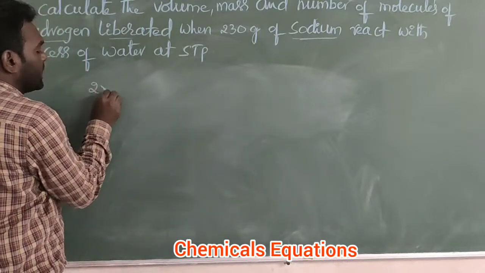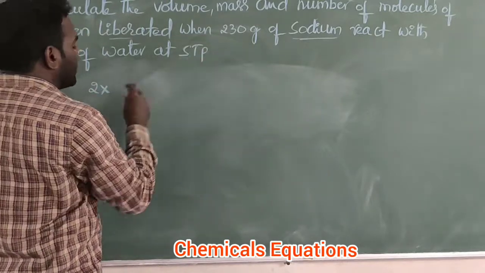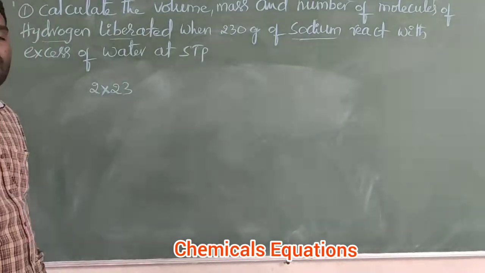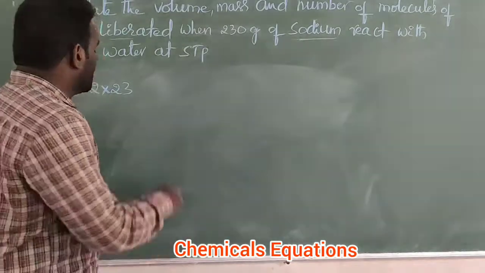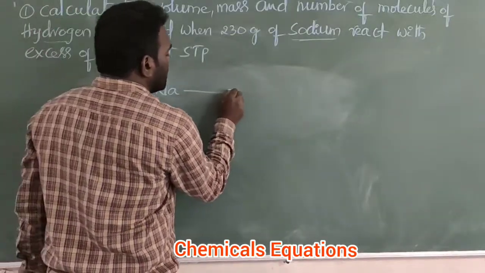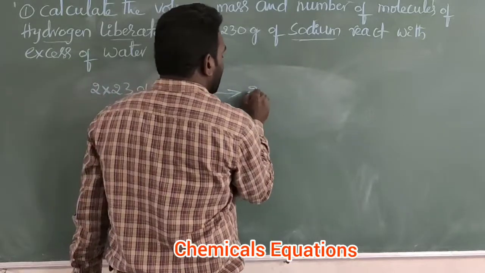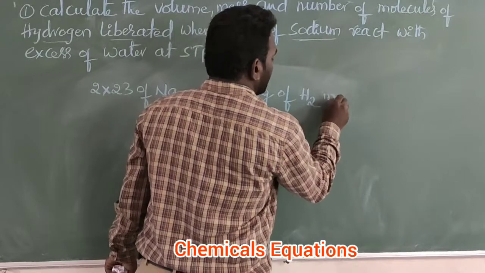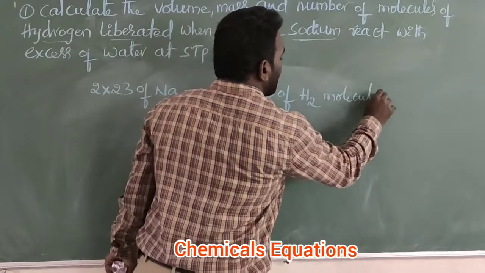So 2 into, here the weight of sodium is 23. The atomic number of sodium is 11, but the mass number is 23. So 2 into 23 of sodium gives rise to how much weight of hydrogen here? 2 grams of hydrogen. 2 grams of hydrogen molecule.